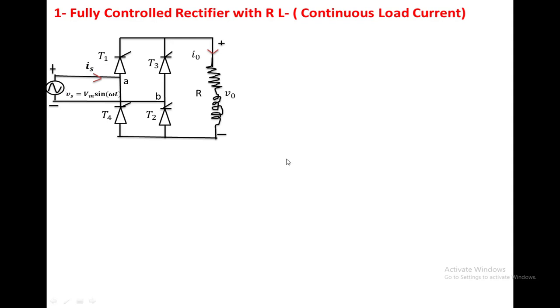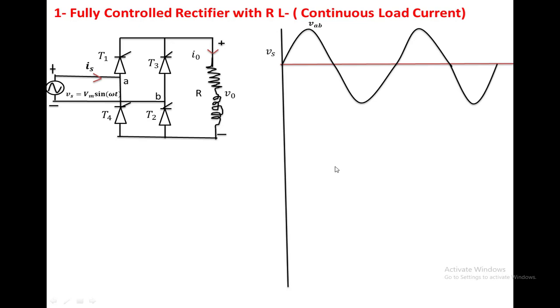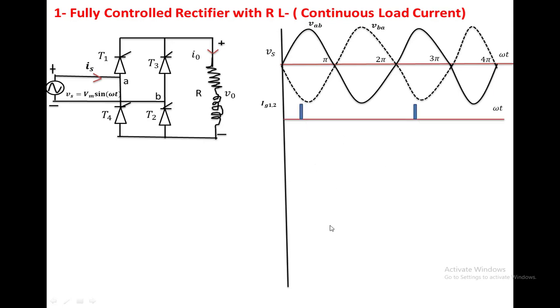Let me explain the circuit operation. We have taken the input voltage VAB and the VBA voltage, which we represented with a dotted line. We apply the triggering voltage to T1, T2 whenever the VAB voltage is positive, that is at alpha and 2 pi plus alpha. T3, T4 get the triggering voltage when the VBA voltage is positive, that is at pi plus alpha and 3 pi plus alpha, as we have shown here.